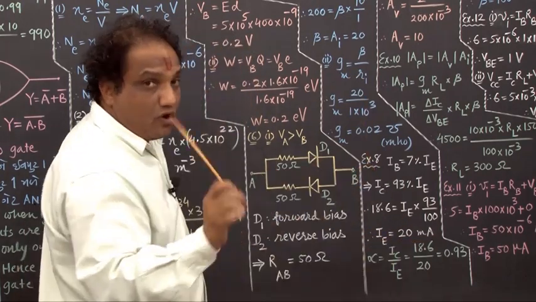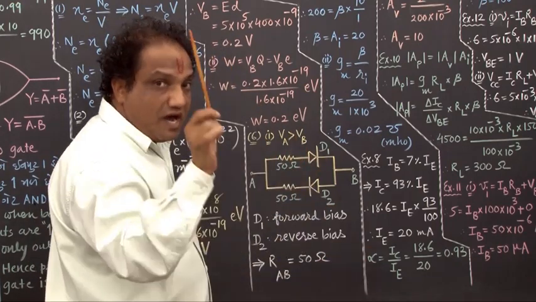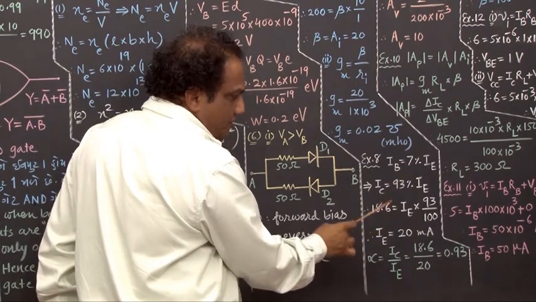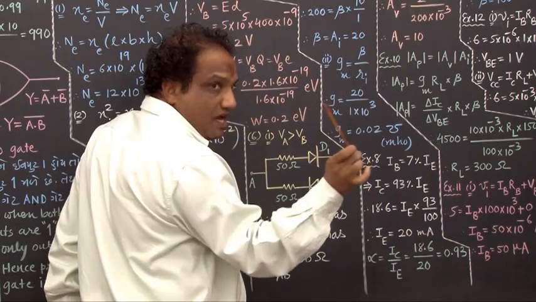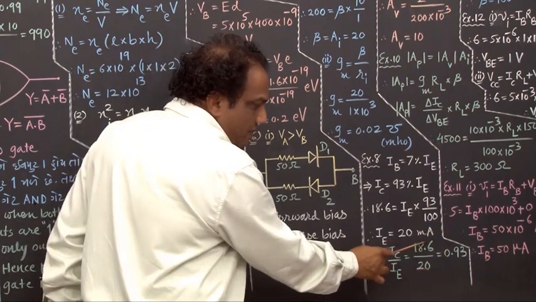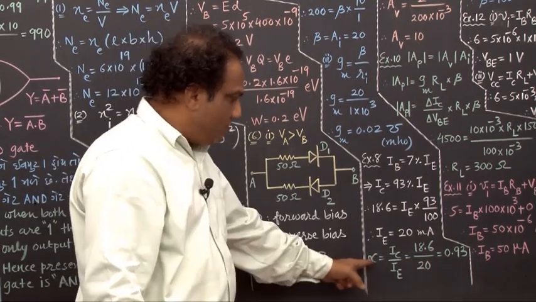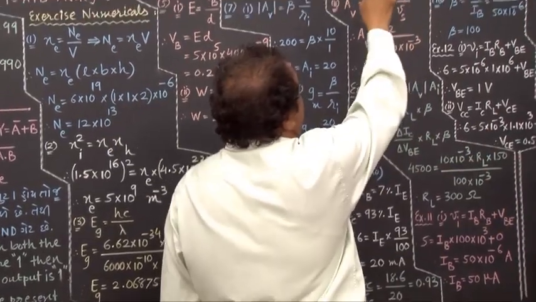And now in case of common base mode, what is the current gain? Alpha. What is this formula? IC upon IE. Alpha equals IC upon IE. IC, they have given 18.6 milliampere, IE we have found out is 20 milliampere. This upon this, the answer is 0.93. Every type of gain is always unitless, correct? Now kindly read this statement of number 9.